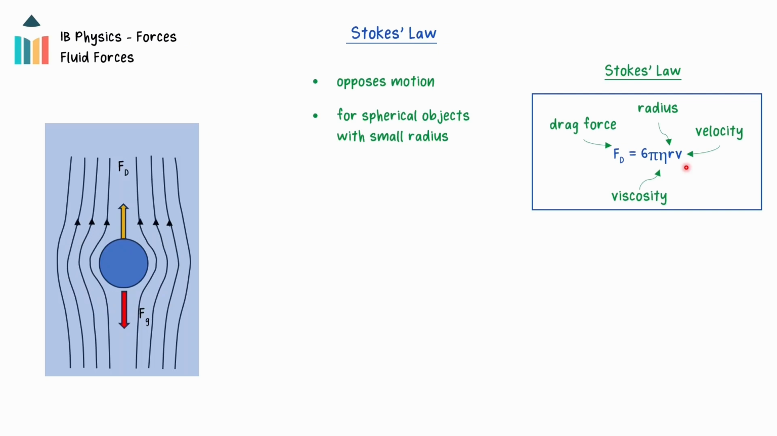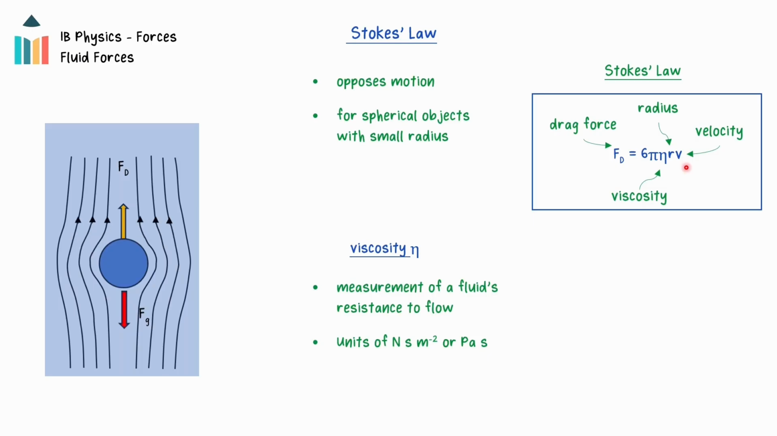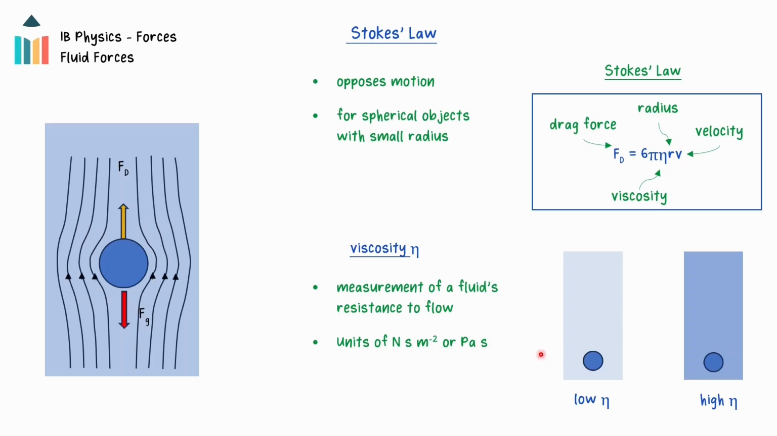This drag force is proportional to a property of the medium called the viscosity. The viscosity of a fluid is a measurement of its resistance to flow. Fluids with high viscosities such as syrup or honey will increase the drag force acting on an object. The viscosities of fluids decrease as the temperature of the fluid increases. The units of the viscosity are the Newton second per meter squared or the Pascal second.